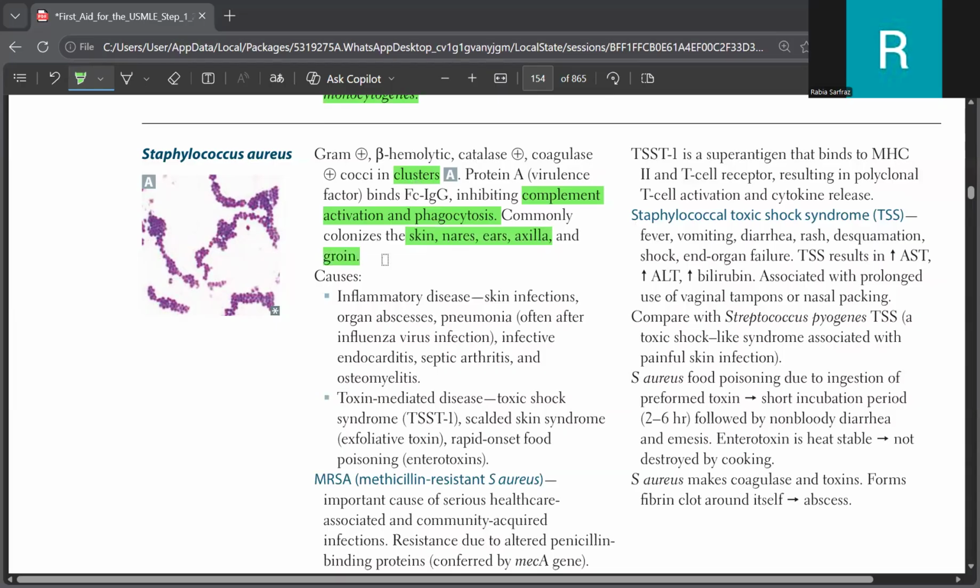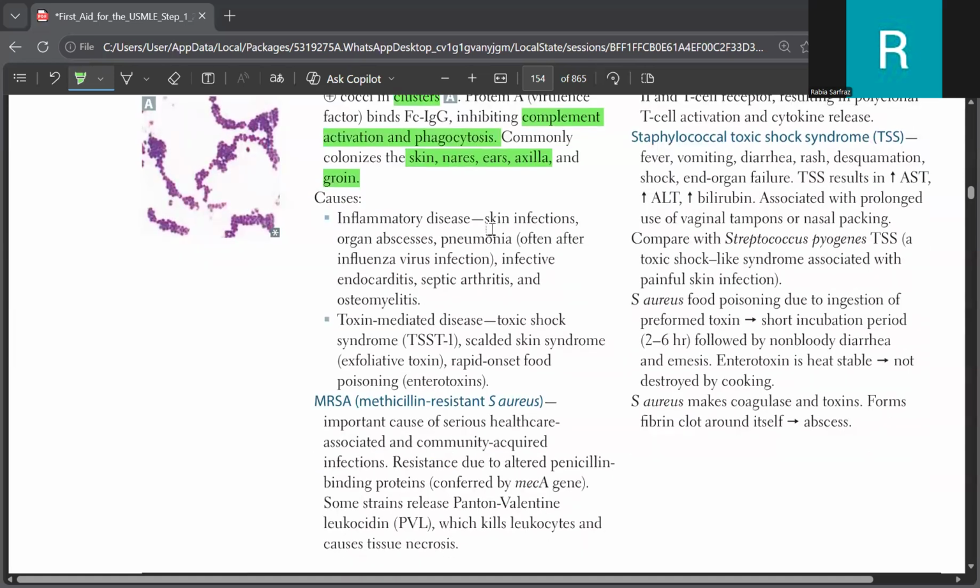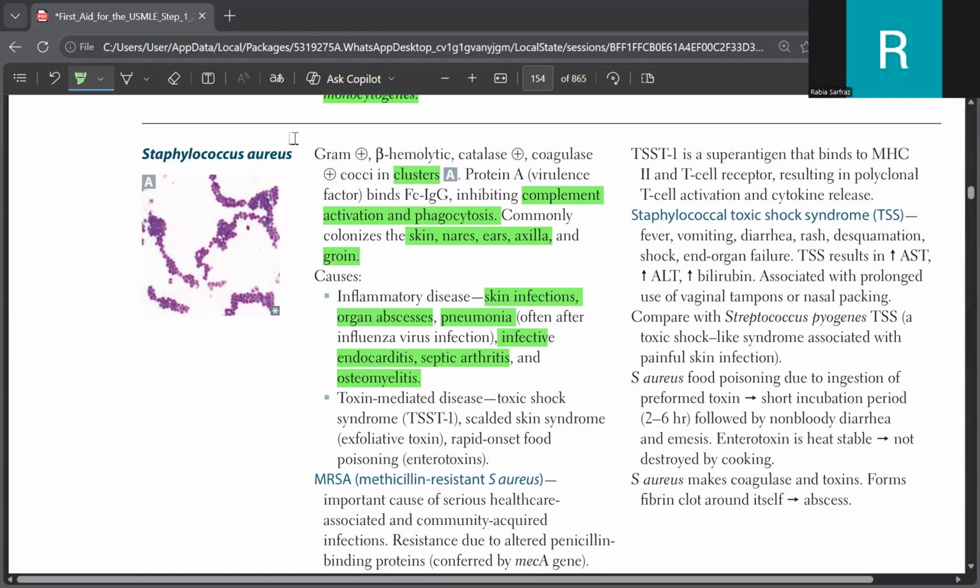It causes inflammatory diseases such as skin infections, organ abscesses, pneumonia, often after influenza virus infection, and also infective endocarditis, septic arthritis, and osteomyelitis. So these are all the inflammatory diseases that could be caused by Staphylococcus aureus.